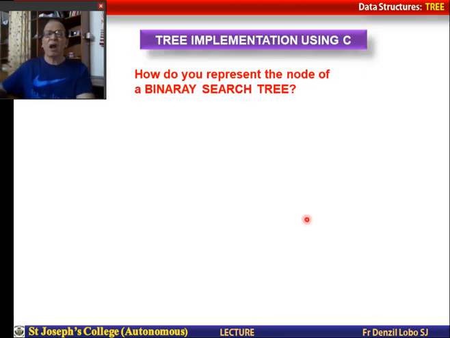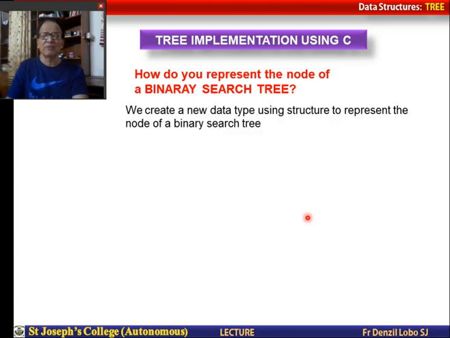So first thing is, how do you represent the node of a binary tree? As you know, every node has a data item. This is just a simple data item, which would be a number. And then it needs to be connected to two more subtrees or two more leaves. So how do we do that? That is the first question. So we create a new data type using a structure to represent the node of a binary search tree.